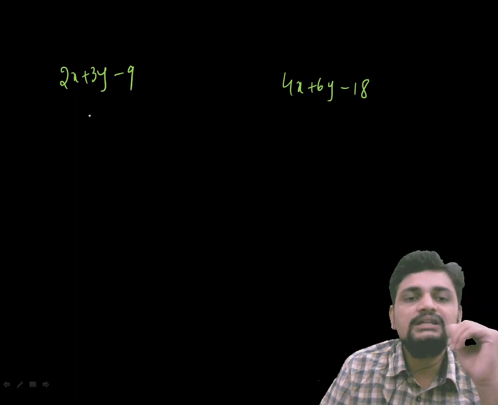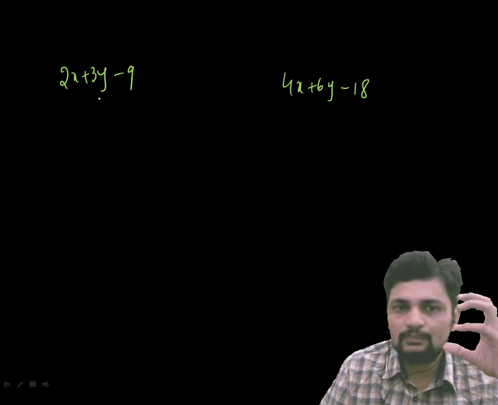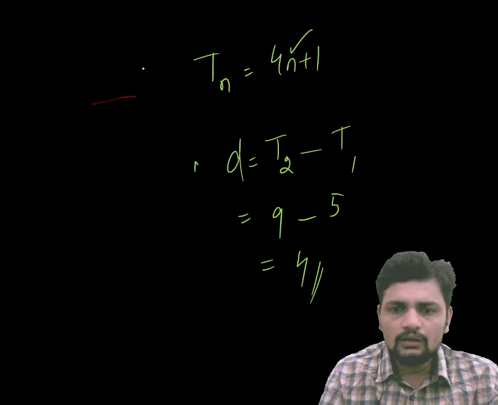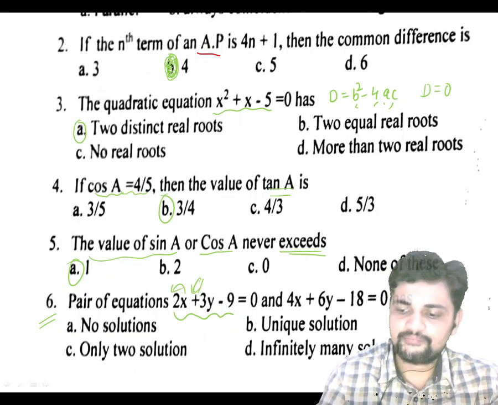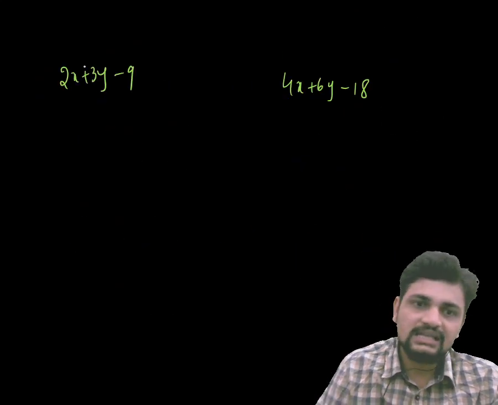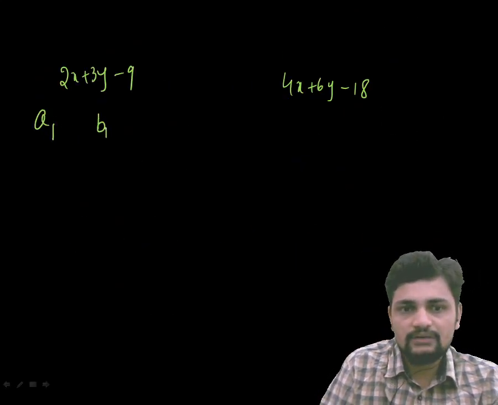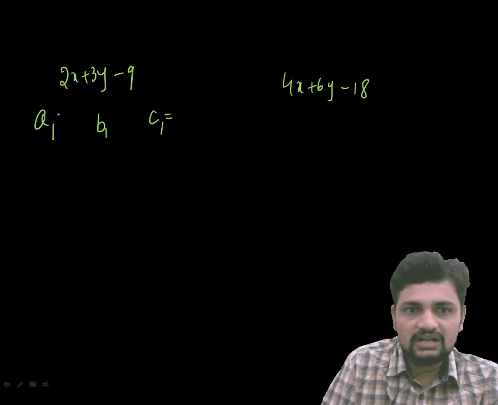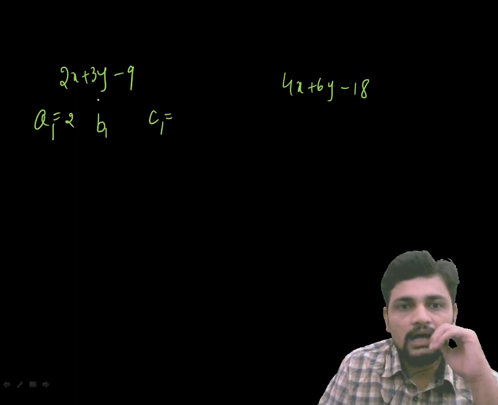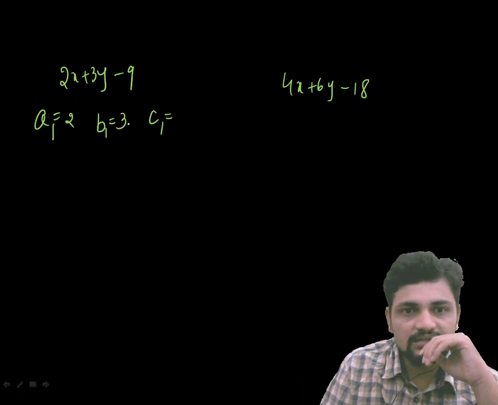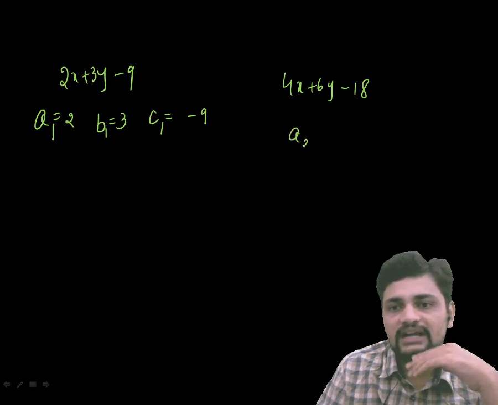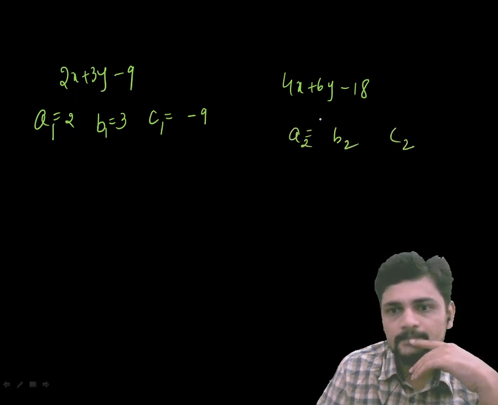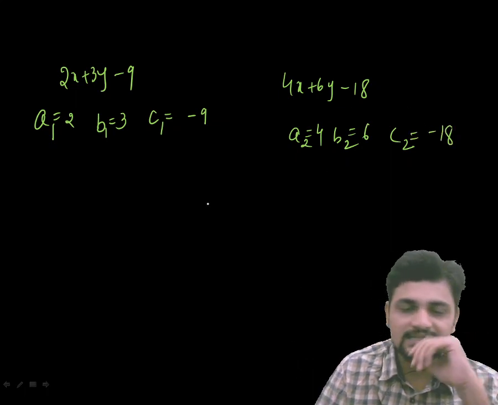So compare it with the standard equation, that is ax plus by plus c. Always remember that in a pair of linear equations, the coefficient of x is the value of a1, this is b1 and this is c1. So coefficient of x is a1, which is 2, coefficient of y is 3, which is the b1 value, and c1 is minus 9. Similarly, find out a2, b2 and c2. a2 is 4, b2 is 6, c2 is the constant with the sign, which is minus 18.